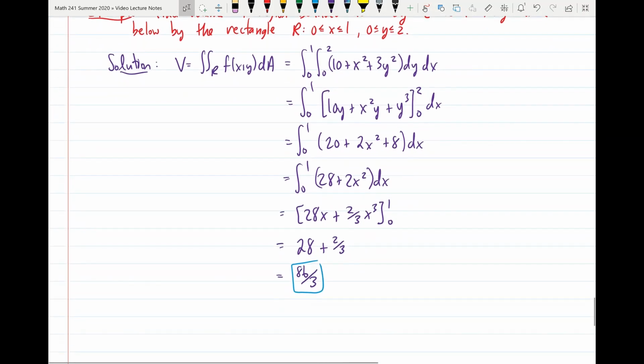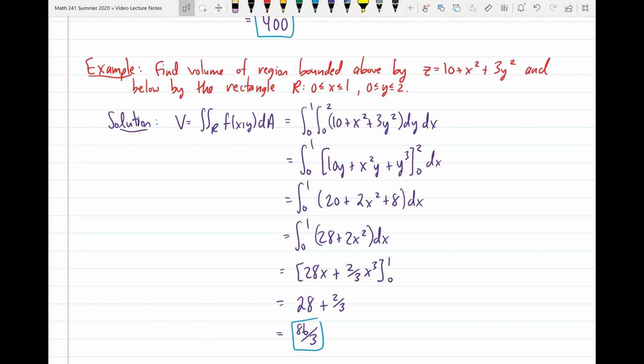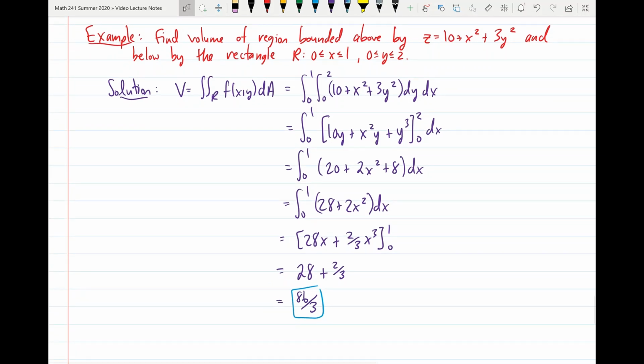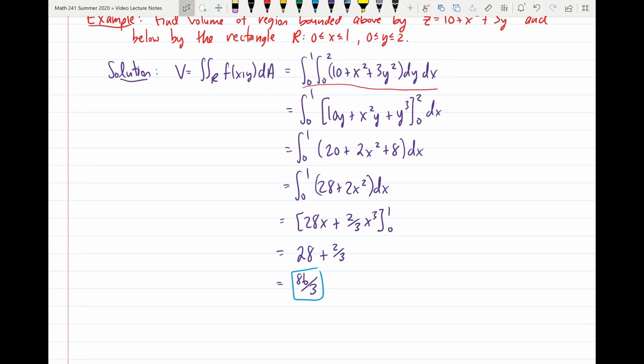And then finally, the last example for the video is similar. So we just want to find the volume of the region bounded above by z equals 10 plus x squared plus 3y squared, and below by the rectangle R, where x is between 0 and 1 and y is between 0 and 2. So the volume, as we've mentioned from before, is equal to the double integral of f of xy over the region R, and by Fubini's theorem, that will be equal to the following iterated integral over here. And we will worry about the inner integral first, where again I have decided to take the integral with respect to y first as the inner integral.